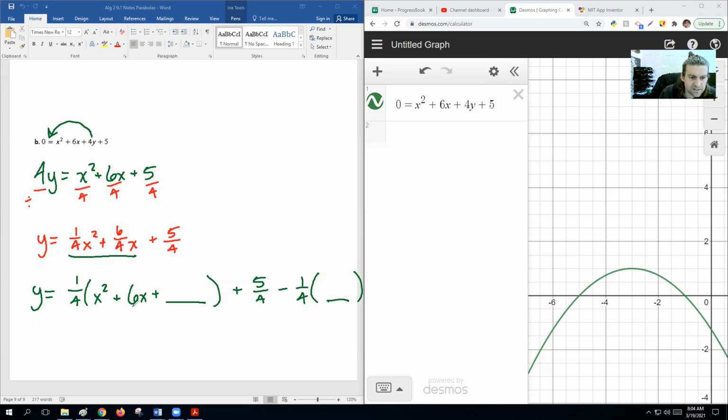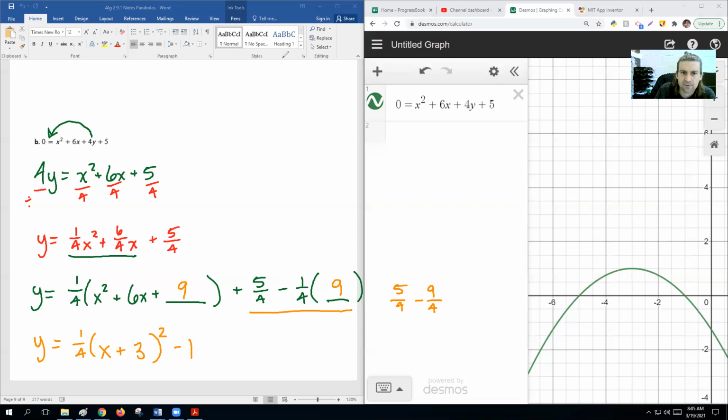All right, let's figure out what goes in the blank. It's going to be this middle number cut in half, squared. 6 cut in half is 3. 3 squared is 9. Okay, so we would get y equals 1/4 times x, that middle symbol stays the same, plus 3, squared. And then over here, what does this come out to be? This would be 5/4 minus 9/4. So that'd be -4/4. -4 divided by 4 is -1. You can double check that on a calculator. All this just turns out to be -1.